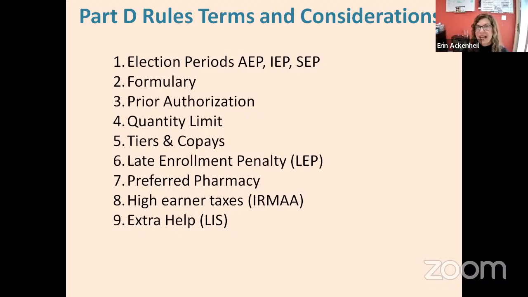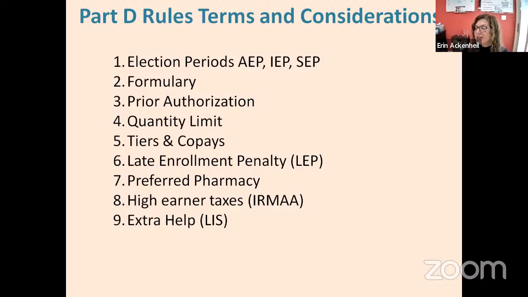A lot of times they'll say, hey, I don't take any prescriptions, but if they don't take their drug coverage when they're supposed to, they can face delays and penalties later on. So you really want to make sure you take care of them. And then there are a number of special election periods, or SEPs, along the way.